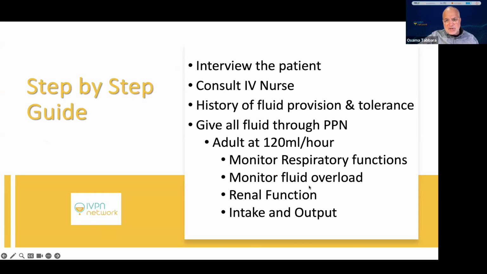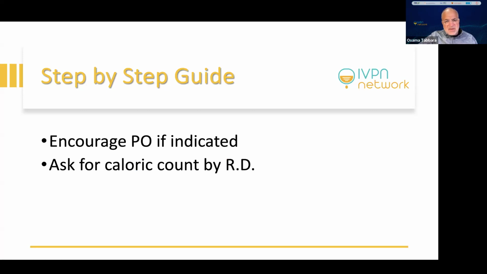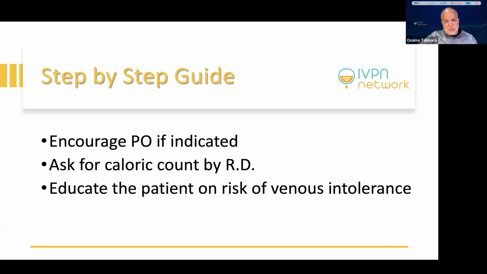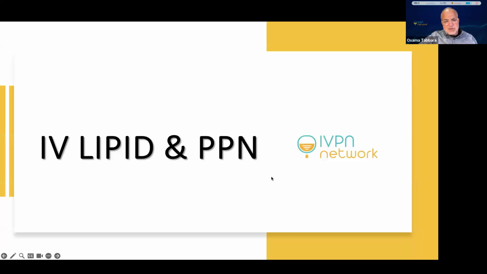We monitor respiratory function, the fluid overload, the renal function, the intake and output. The step-by-step guide: we always need to encourage the oral intake. We ask the clinical dietitian to assess regularly by doing a calorie count, and we educate the patient on risk of venous intolerance, and we ask the nurse not to manipulate the rate at any time. The TPN rate should never be changed unless it's approved by the clinician, clinical pharmacist, or a physician.